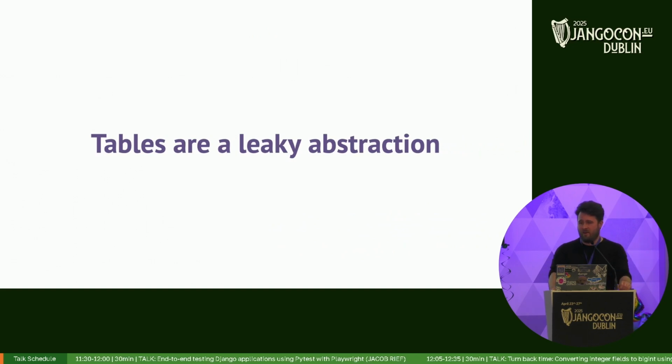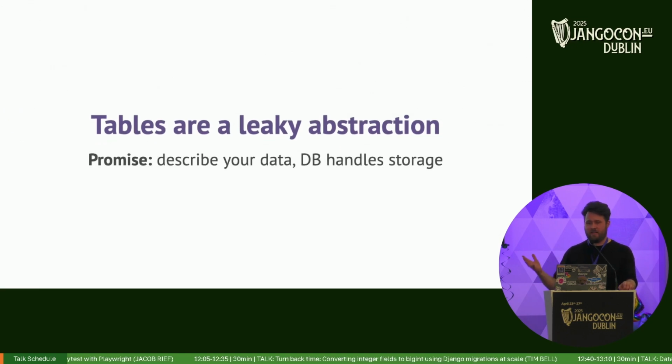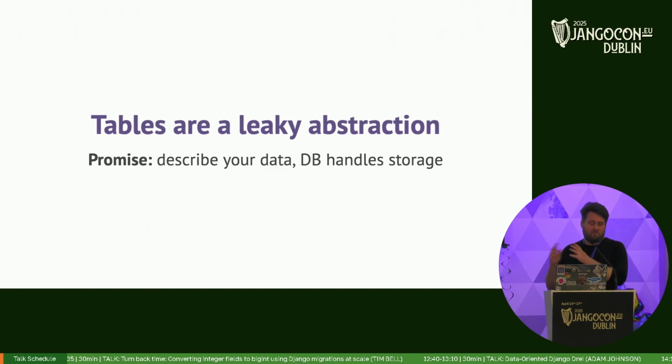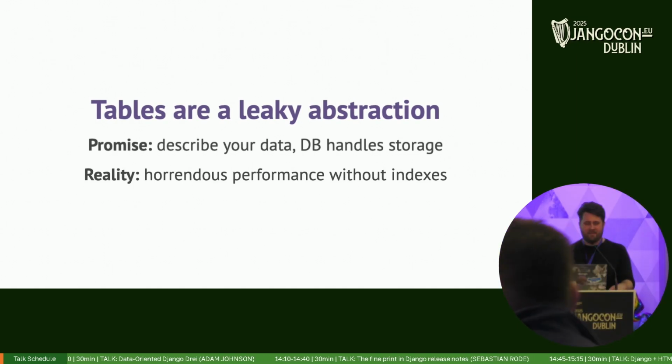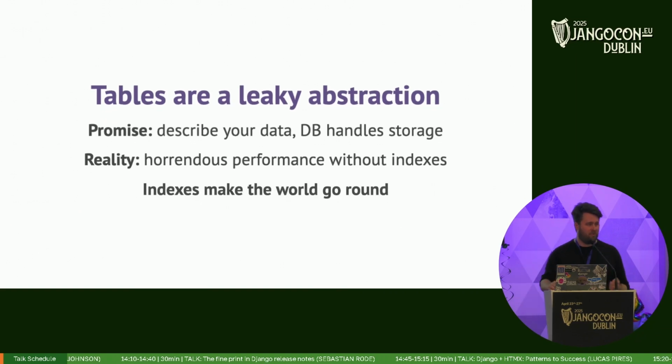This is where we find out about the relational model being a leaky abstraction. The promise is that you describe your data to the database, and then the database handles storing that. You told it the column types, but that's it. You don't need to think about where it goes on disk, which files. You send a query, you get back the data you asked for. The reality, though, is that the performance would be absolutely horrendous in that model without indexes. So indexes are what make the world go round. They're probably the most important data structure to understand for performance in your apps.